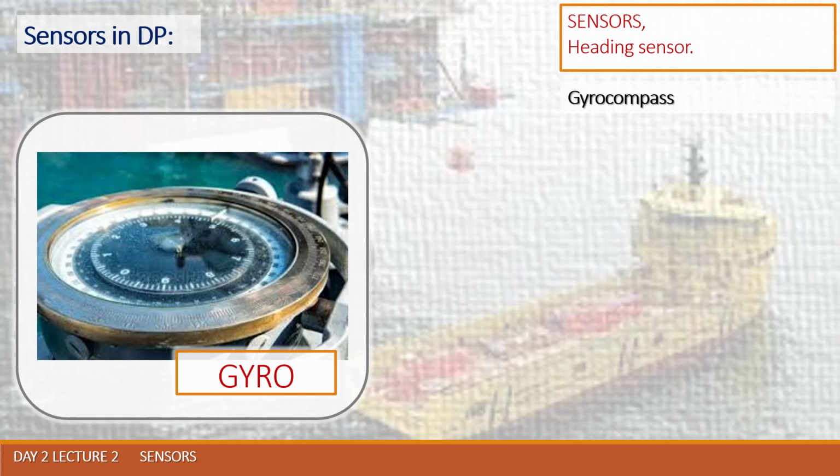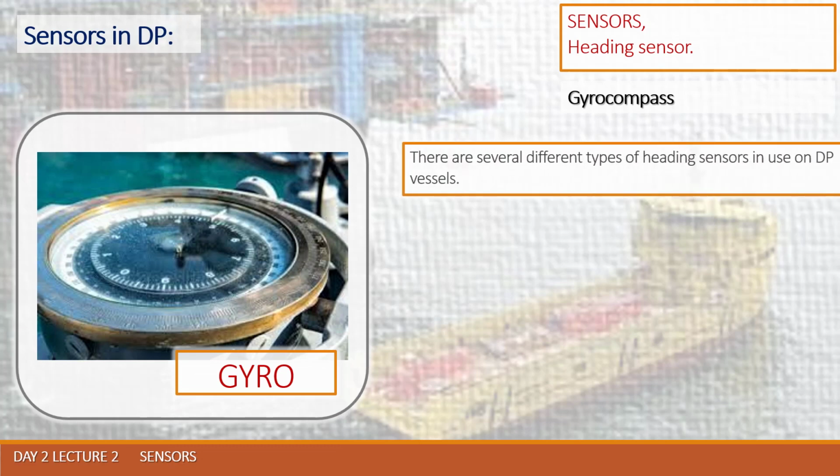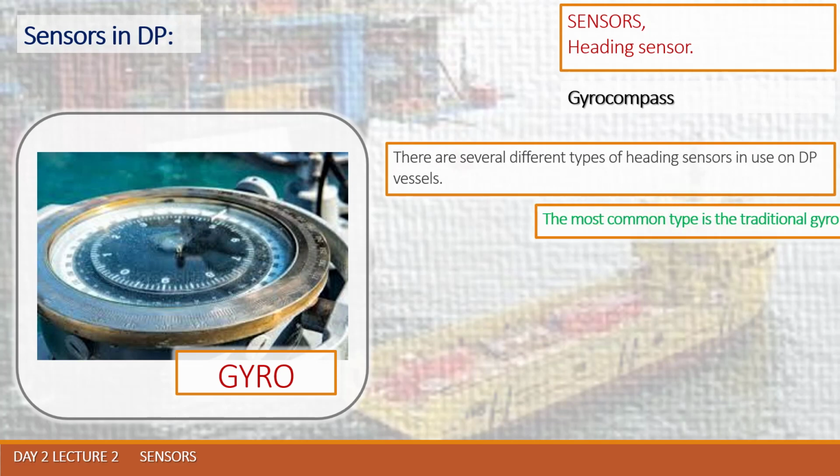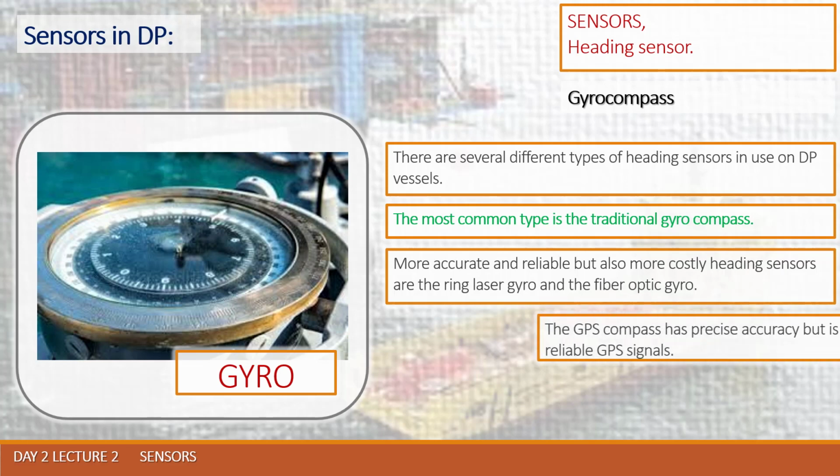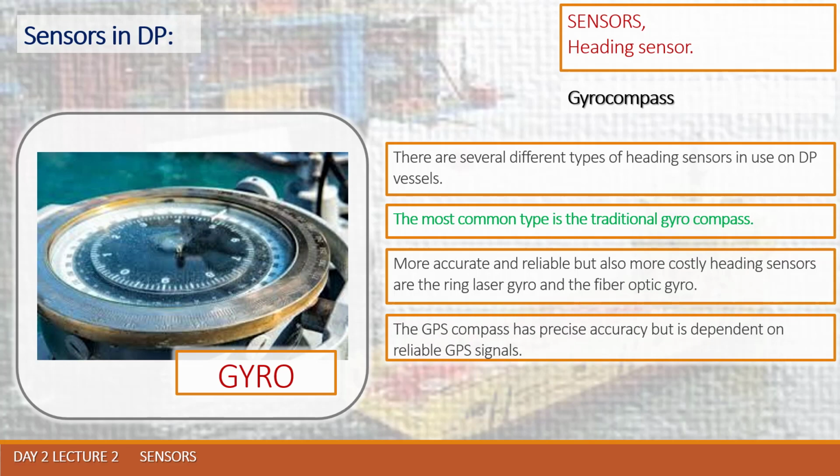More accurate and reliable but also more costly heading sensors are the ring laser gyro and the fiber optic gyro, based on the Sagnac effect. The GPS compass has a precise accuracy but is dependent on reliable GPS signals. So those are the main streams concerned with heading sensors.